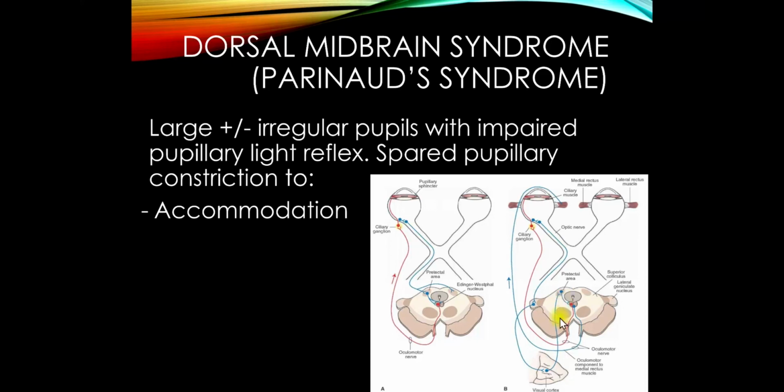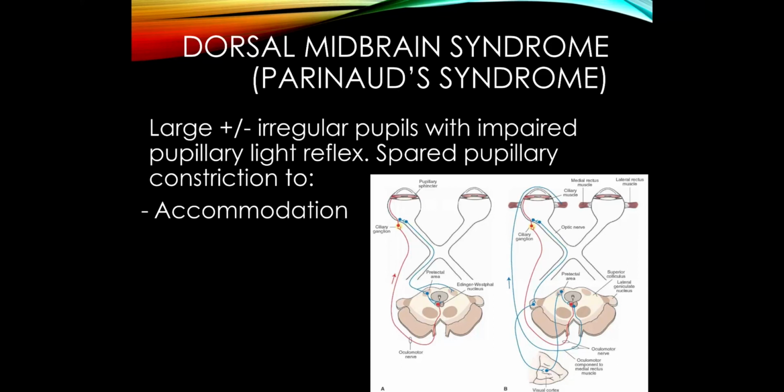And that's because accommodation, if I were to have you look at my finger and follow it to your nose, this involves tracking, so it comes from the visual cortex, and it activates this via a different mechanism, a different pathway. So accommodation tends to be preserved. So again, if you've got a lesion of the dorsal midbrain, we tend to get this where the pupils don't constrict to light, they do constrict to accommodation.